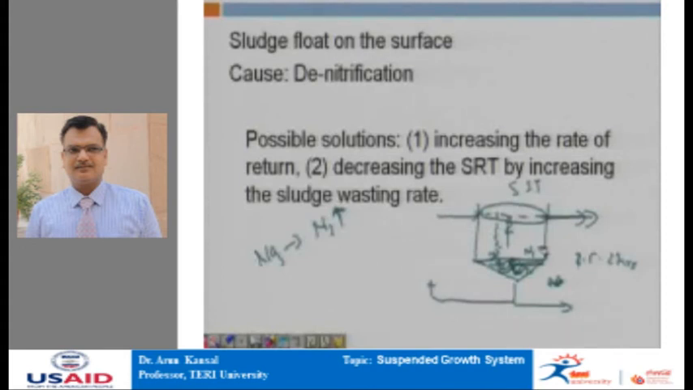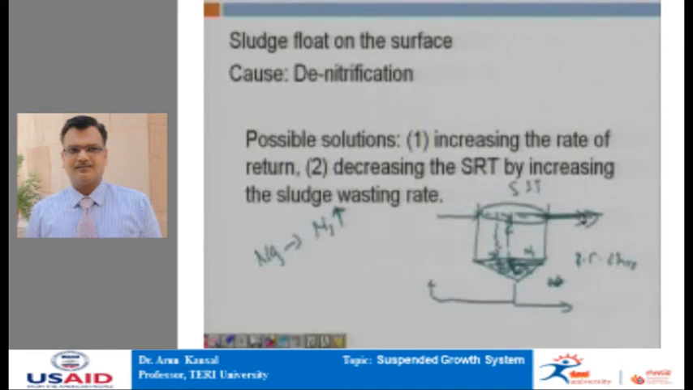This is what is known as the rising sludge problem, that is, sludge which has settled rises to the surface and goes out along with the treated effluent. The main cause is denitrification, and we will discuss it in more detail in the next lecture. But in case the rising sludge problem happens, what are the possible solutions?